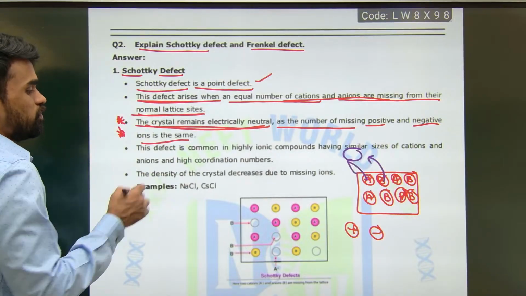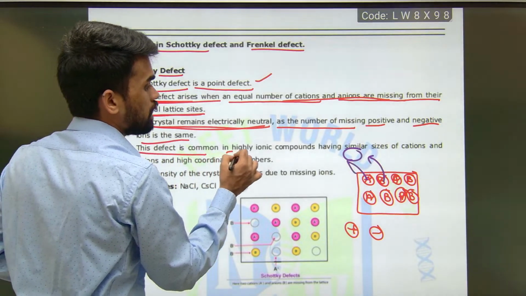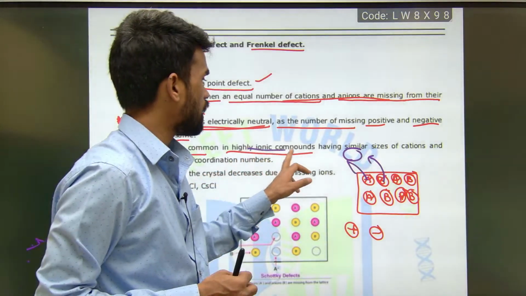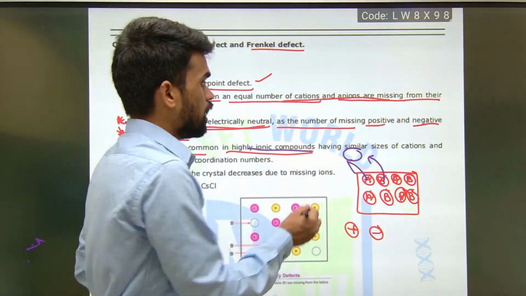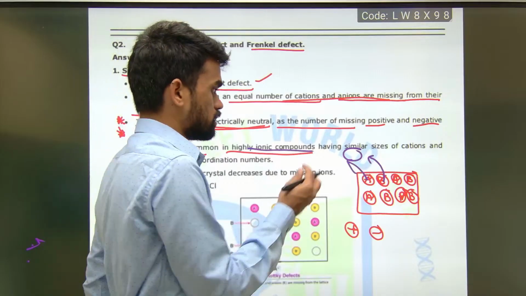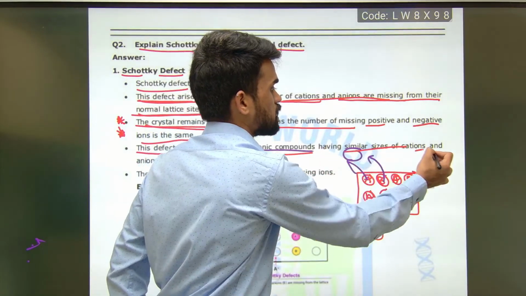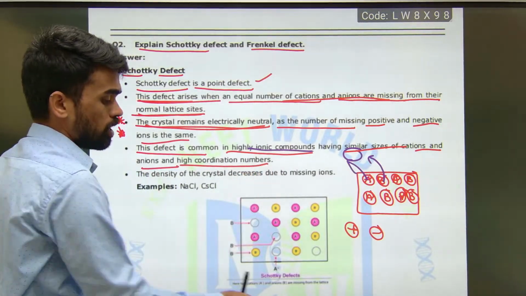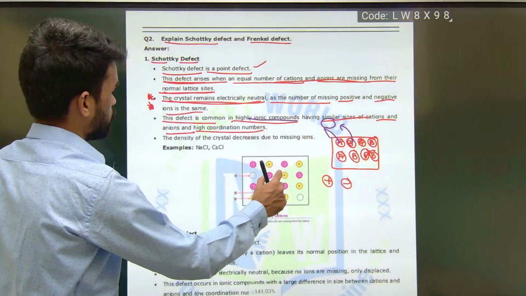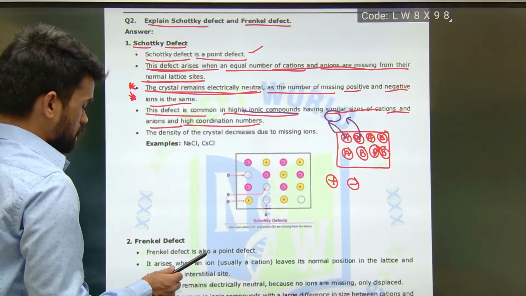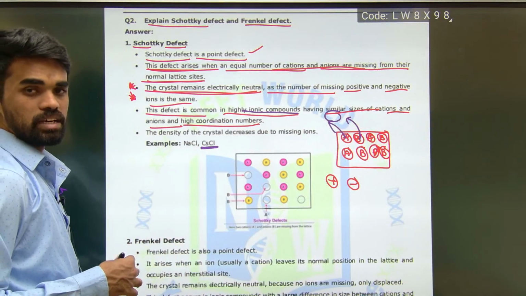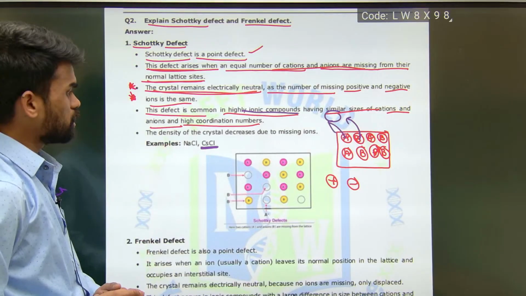This defect is common in highly ionic compounds. In these ionic compounds, the cation and anion should have similar sizes and a high coordination number. Clear? Okay. So the best example here is cesium chloride. You can remember cesium chloride, with its large size cation, no? You can remember it in that way.